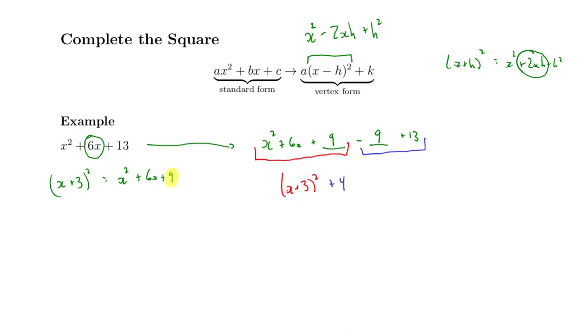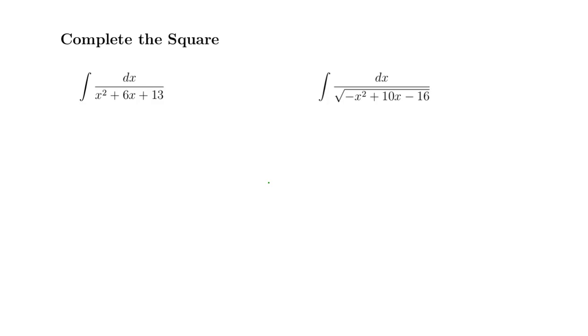Or the way that I always think of it is I know that this is going to have to be factored into some sort of an x plus 3 squared, but x plus 3 squared is x squared plus 6x plus 9. I have a plus 13, so I need to add 4 more units to this to get what we need. So this is the completed square version of x squared plus 6x plus 13. How is that helpful? Well, let's take a look.